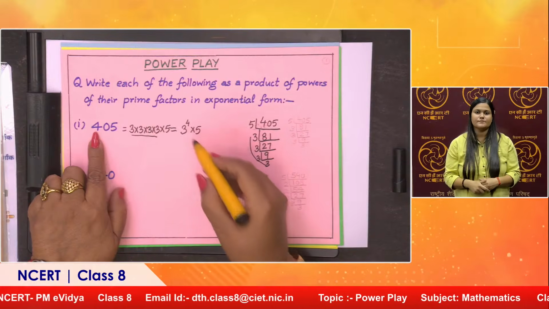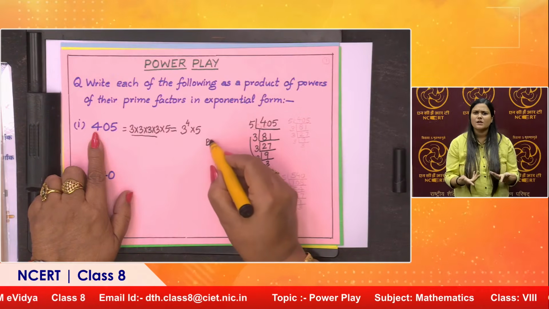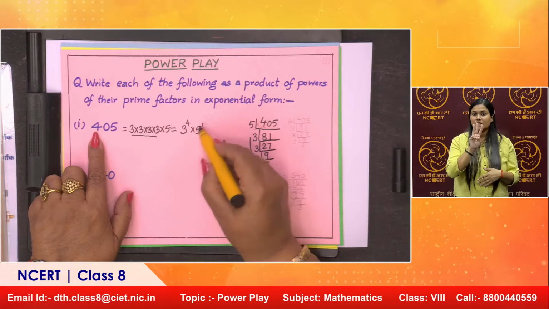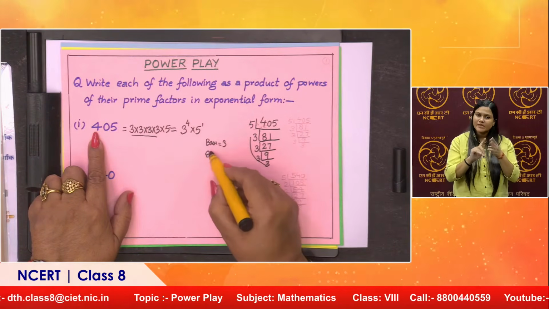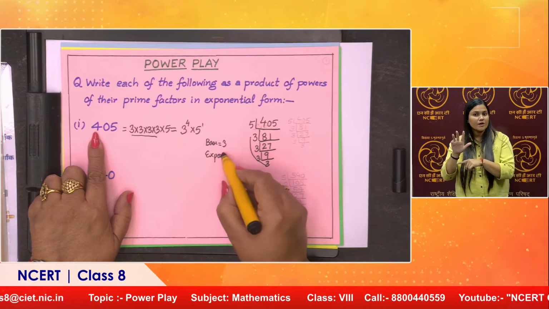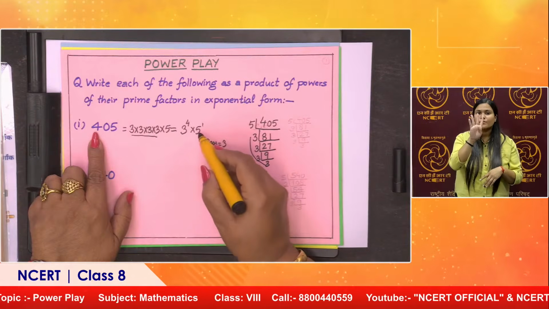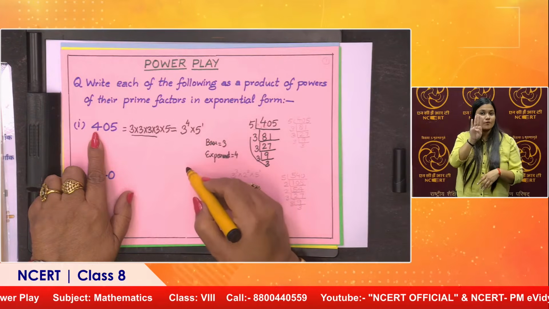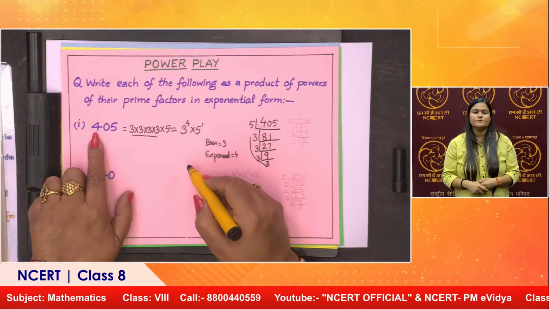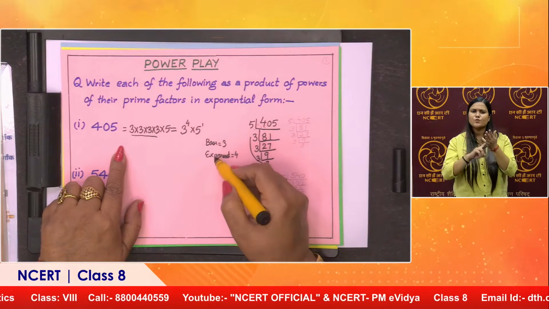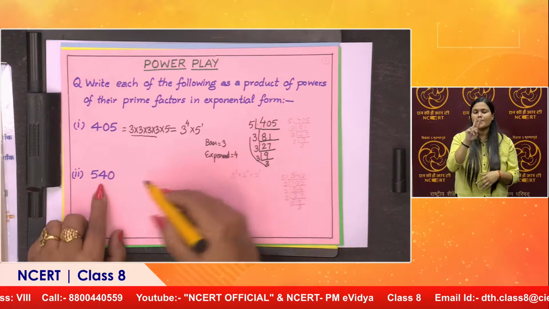Now, what is the base here? Suppose I say base, what is the base here? We call 3 as a base. Okay. 5 also is a base. And what are the exponents? Exponent means power. What is the exponent for 3? 4. It is 4. Same way, what is the exponent of 5? 1. It is 1. Good. So, you understand what is base and what is an exponent? And we call exponents as powers also. Okay, ma'am. Let us do one more question.